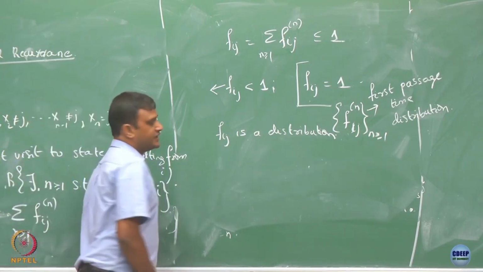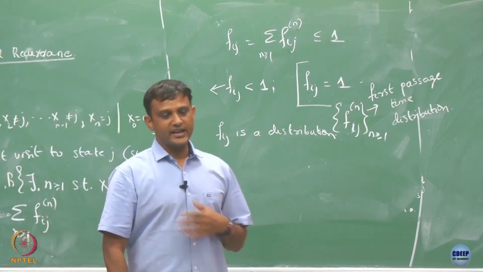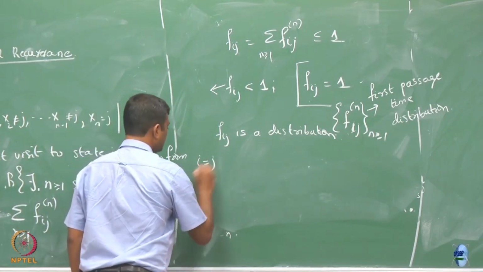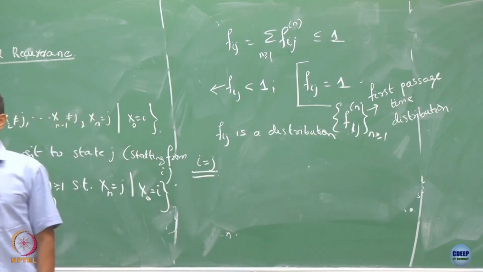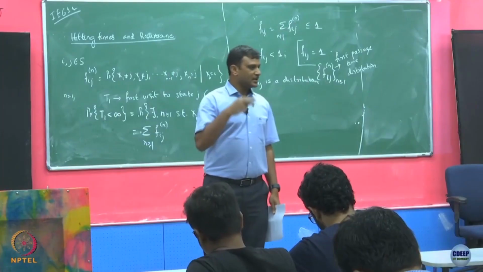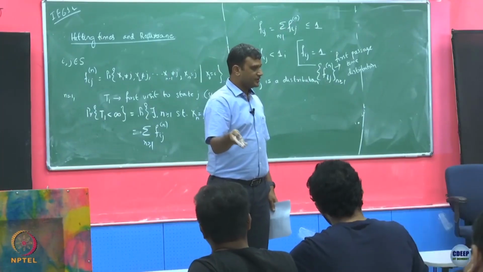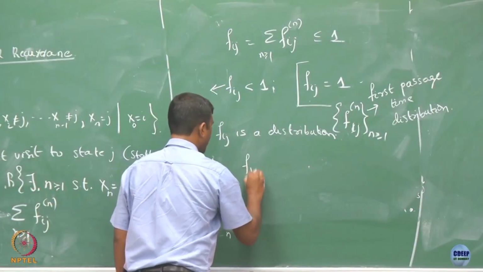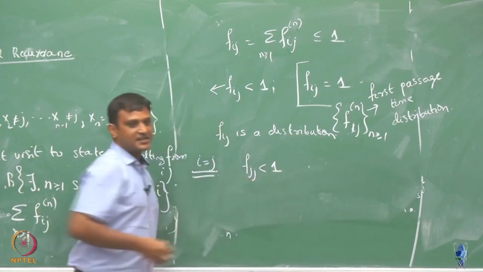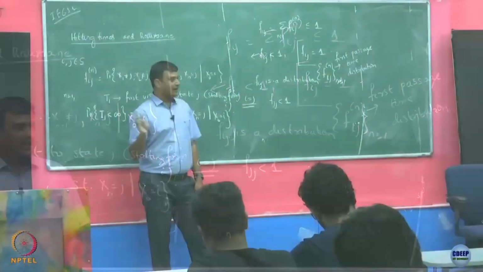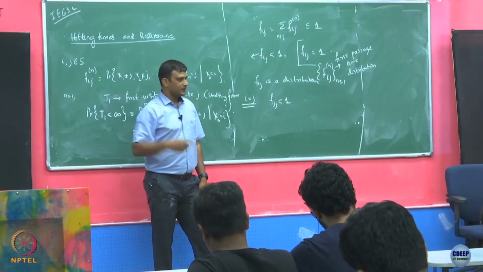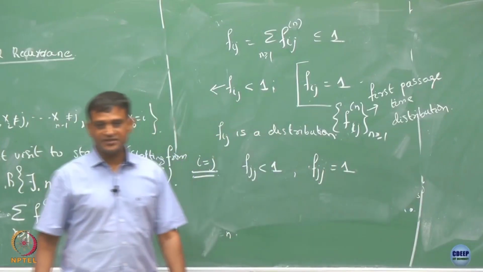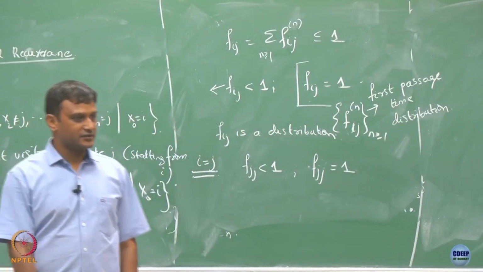Now let us say that instead of starting from state i and hitting some other state, we take i equals j. What I am interested in is starting from state j and again visiting that state. In that case, if Fjj is less than 1, that means if I start from state j, there is a possibility that I will never come back to state j again. And if Fjj is equal to 1, it means I can come back to it.